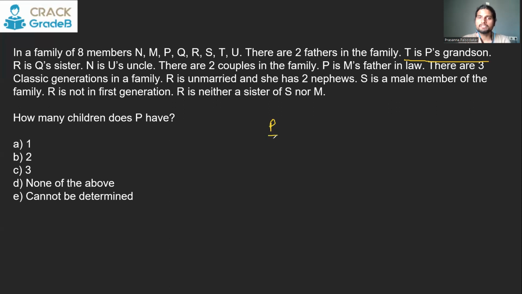So P is a person who has to have a son or daughter who will marry, and then they can have a son, who is T. Of course, in the first go, whatever we do, it is an estimate. It doesn't have to be a married couple here. But because we know there are two couples in the family, we estimate that this is one of the couples and their son is T. Son, because it says T is the grandson of P. N is U's uncle, so we don't know where N and U will be. Right now we can keep this statement on hold. R is Q's sister. Again, we can keep that statement also on hold.